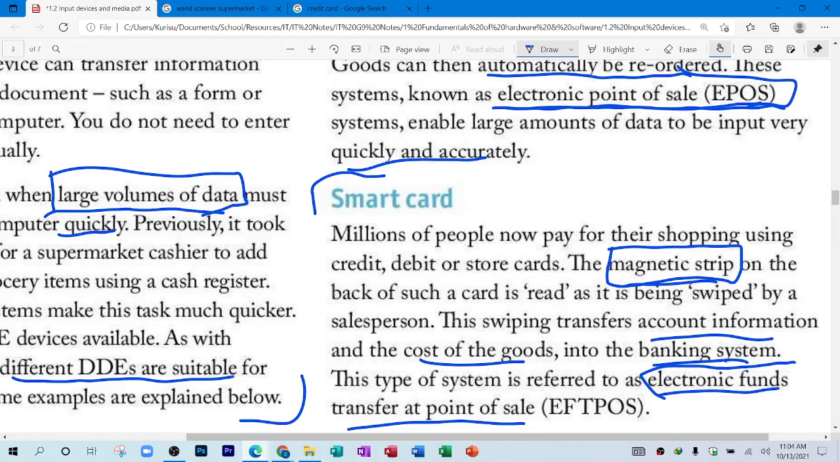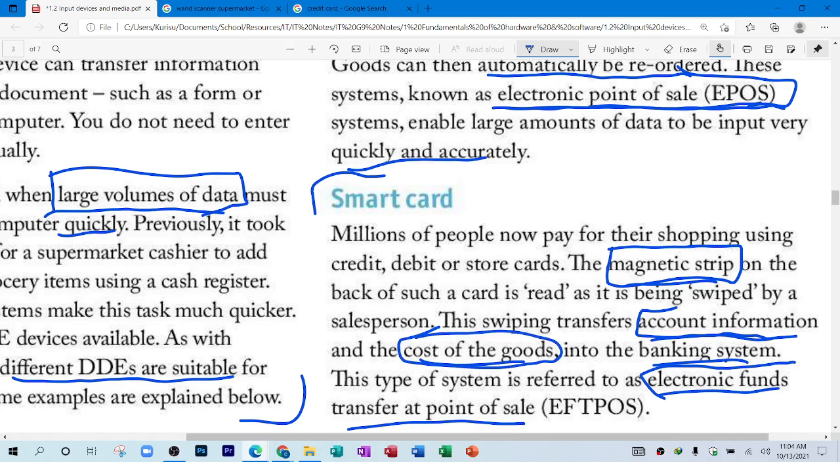Now, the important part to remember here is that when that card is swiped, what is transferred? Well, account information is transferred. So that's going to be your name, your address, maybe your contact information, any personal information that would be required for you to process that transaction. That's going to be transferred. And the cost of the goods is going to be transferred.